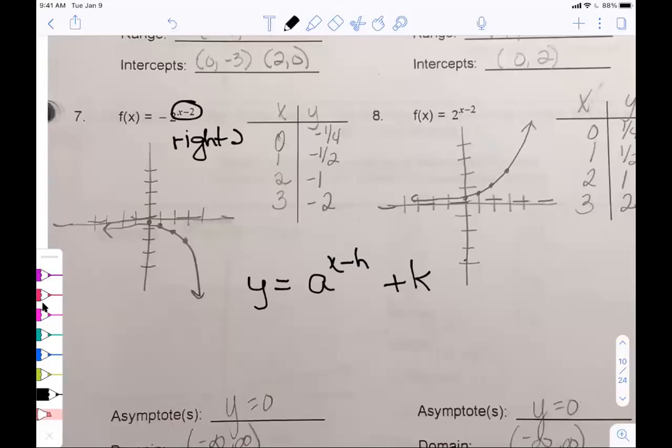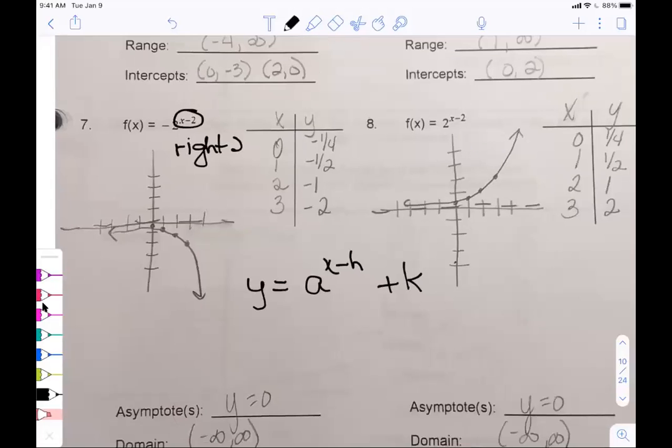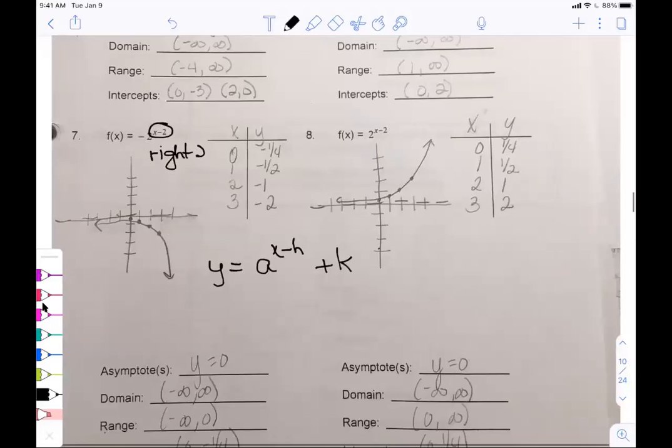The only difference with 7 and 8, you can see, is the y values. The y values are negative in 7 because the base is negative. So does anybody have questions on the exponential functions? Please ask if you do.